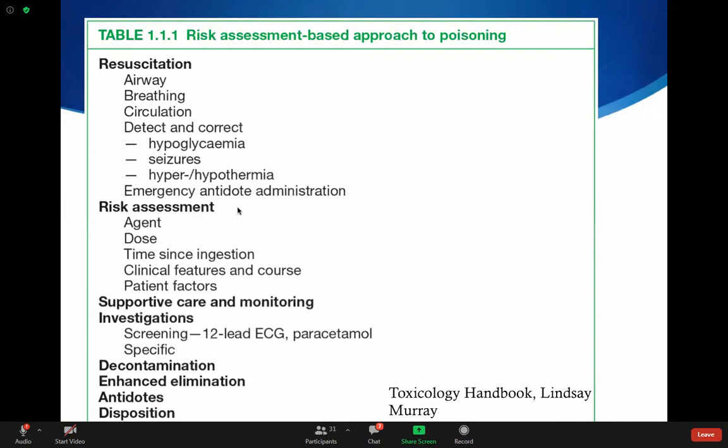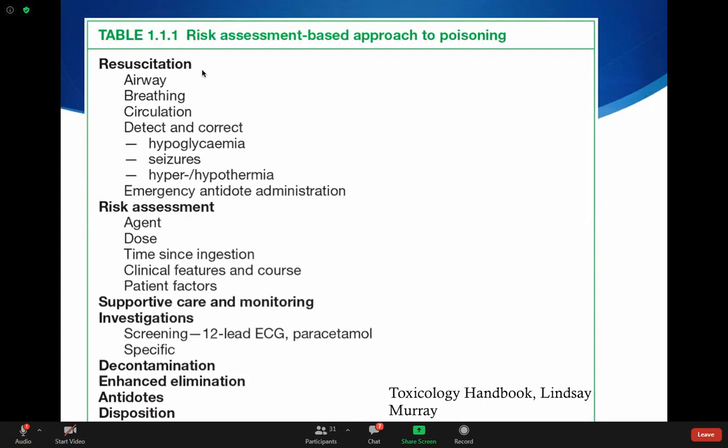You can put ice packs in their groin and axilla, give them cool fluid, and make sure that they are not overly covered. You can spray them with water and put a fan on them to cool them. So that's resuscitation. That's how you stabilize your patient. And then you go to specific risk assessment.